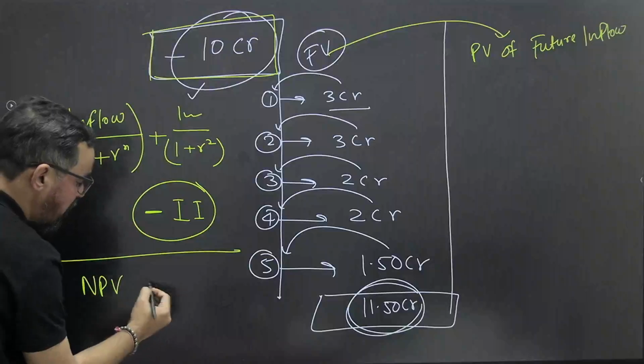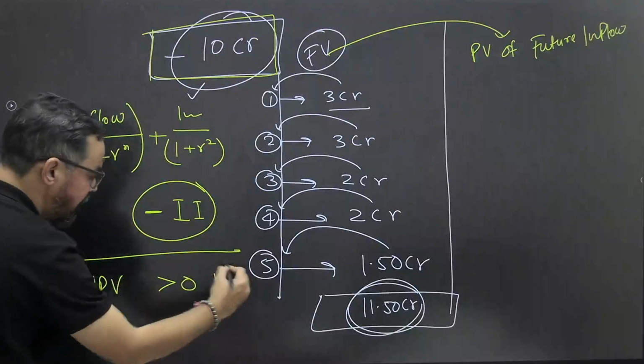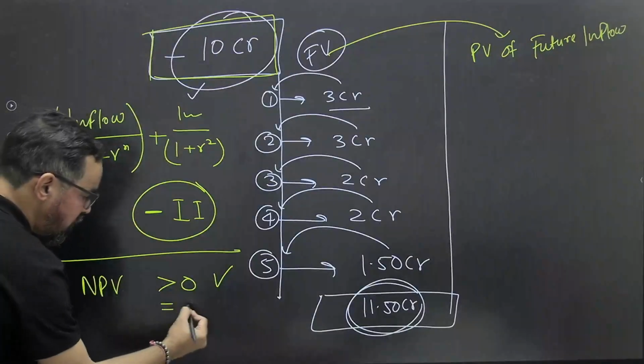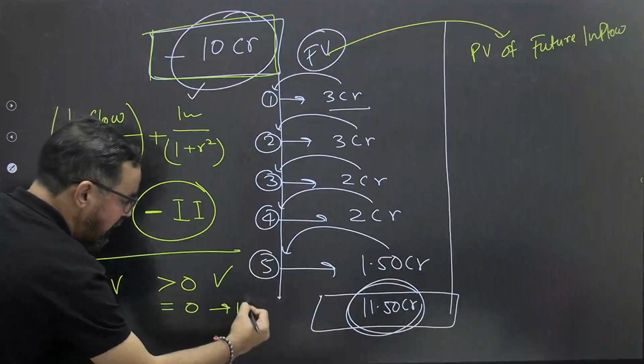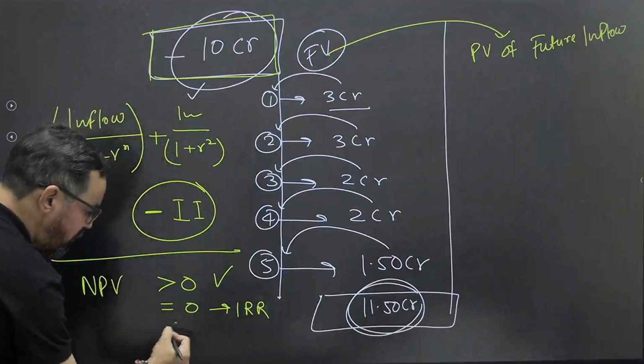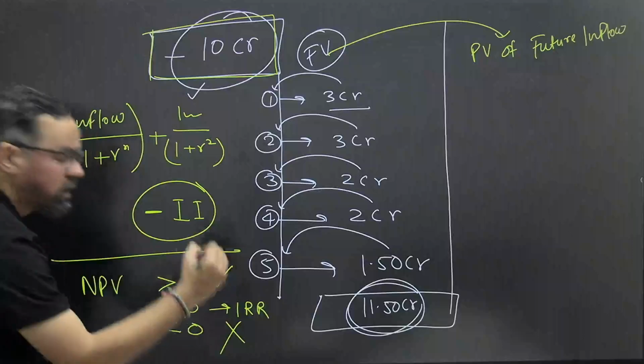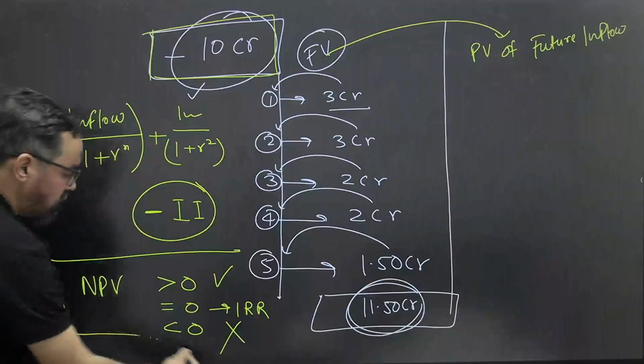If your NPV is greater than 0, accept. If your NPV is equal to 0, go for IRR. And if your NPV is less than 0, reject the project. This is the answer for this one.